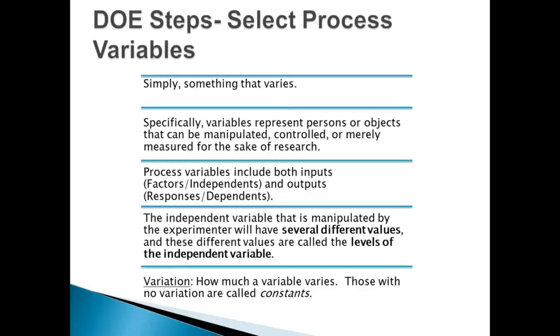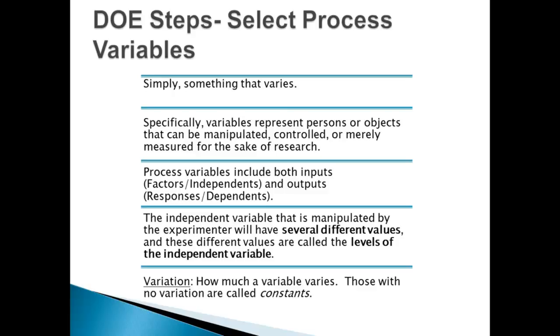Then we select the process variables. Specifically, variables represent persons or objects that can be manipulated, controlled, or merely measured for the sake of research. Now, within these broad categories of variables, we have different types. So, process variables, we could have the input variable, which is the independent variable or the factors, and we have the output variables, the ones we measure, which is the responses and the dependent variables.